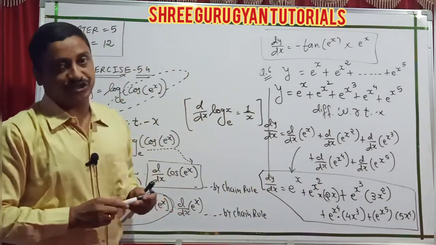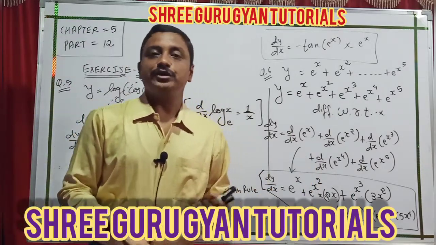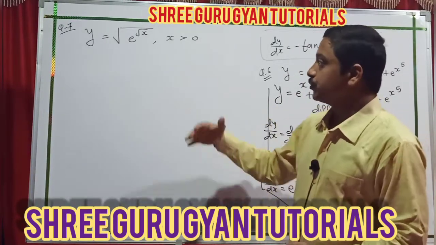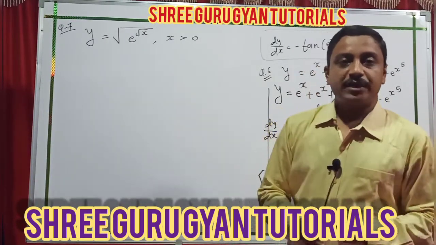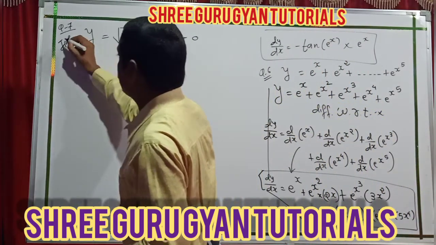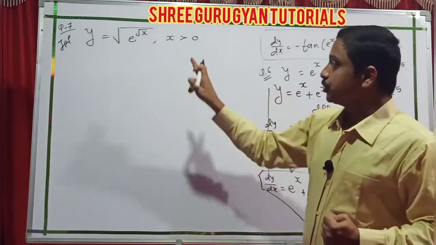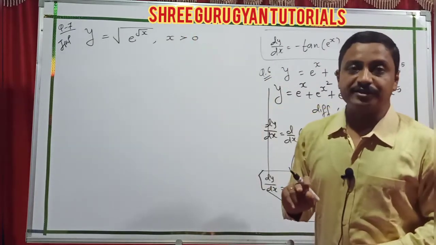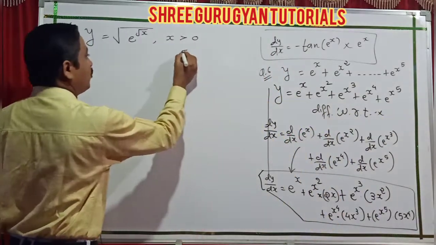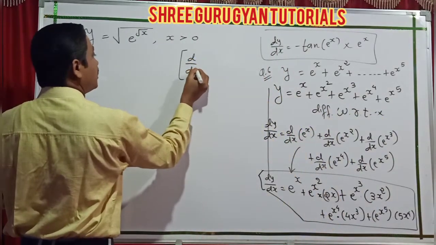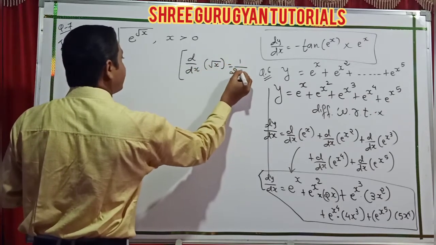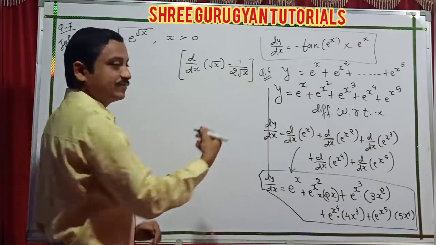Question number 6 is done. Now I am going to question number 7. Now continue, students. Question number 7 is an important question for 2 marks. The question is root of e raised to root x. It's very easy. Before starting, students, I just remind you of the basic formula: d/dx of root x is 1 by 2 root x.